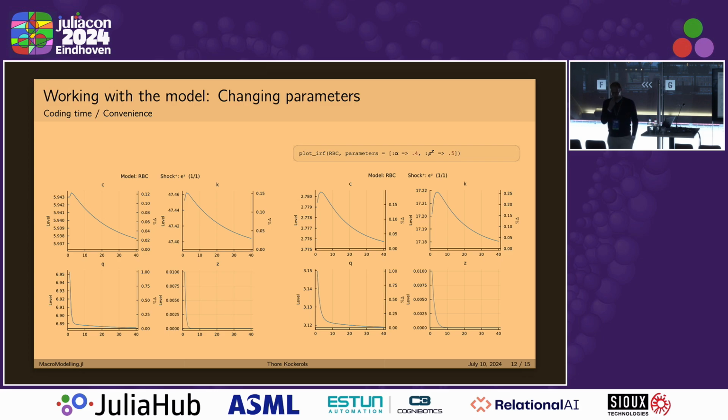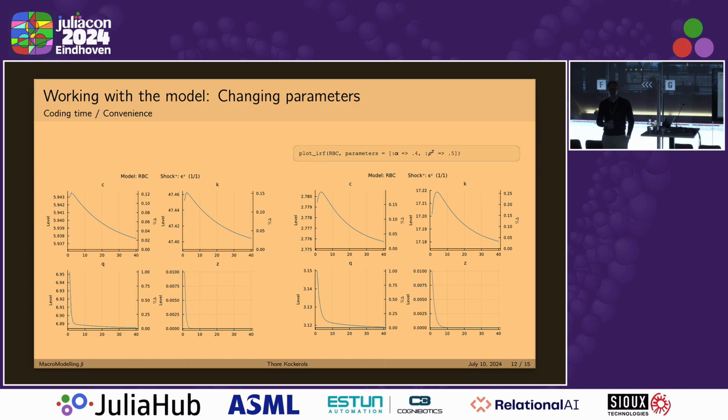Now, working with a model, that's another thing. It's a simple thing. This is the plot I showed you here on the left. With any of the functions, you have a parameter argument, and you can just plug in new parameter values, and it will find the steady state, solve the model, and give you the updated plot. So in your workflow, you can just change the parameters, and by simply typing plot IRF and the parameters, let them be different now, you get the different solution, which again, in your workflow, helps you tremendously in trying to understand what the model does, how it behaves, and so on.